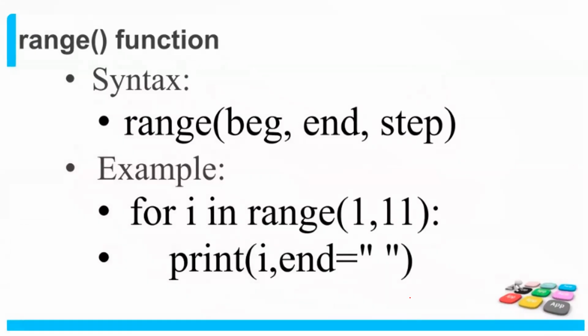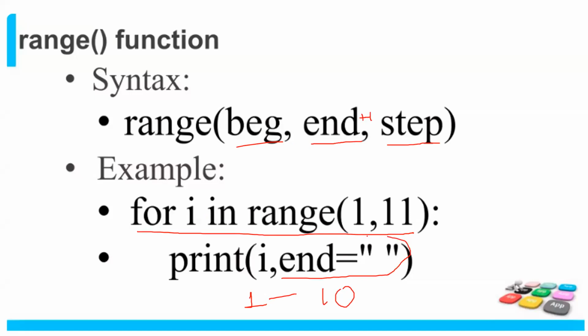This is the example of the range function: the beginning part, then the end plus 1 part, and this is your step part. Example: for i in range 1, 11. So it will print 1 to 10. A special thing you can see here, I have written end equals double quote, and it will be used to print the values one after another. I will show you this thing practically. It will help you to understand the concept. So please note it down fast so that I can show the entire content through the practical session also.